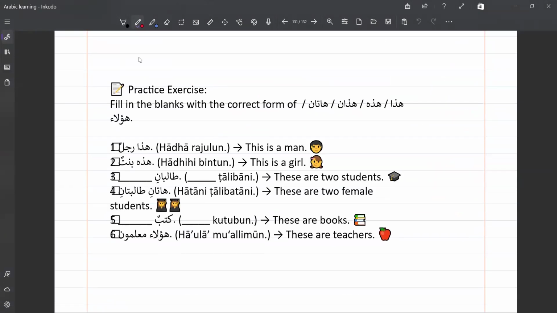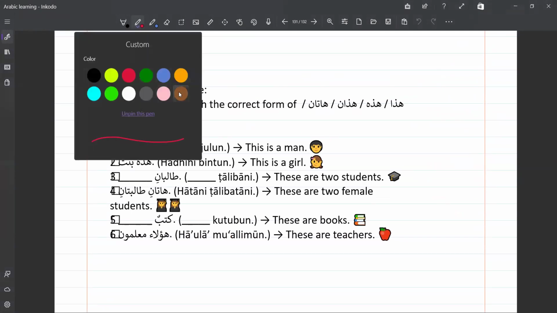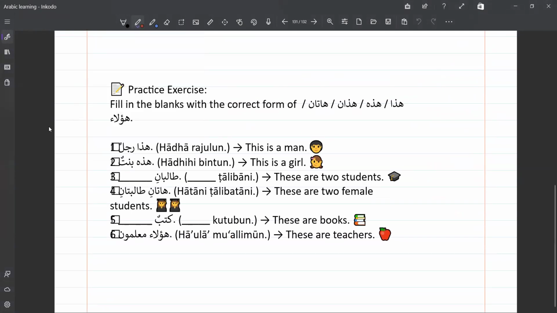So now let's do a quick exercise. Now you just have to fill in the blanks. Some are done for you. This is a quick exercise that you guys will do, and give me the answers in the comment section.